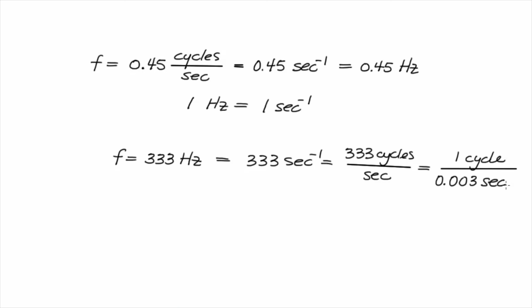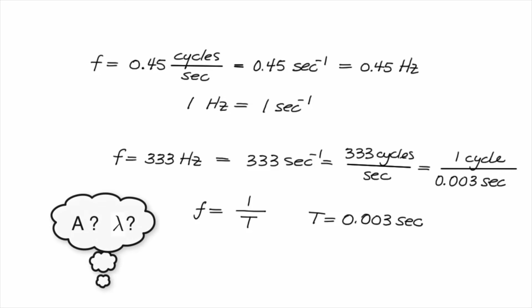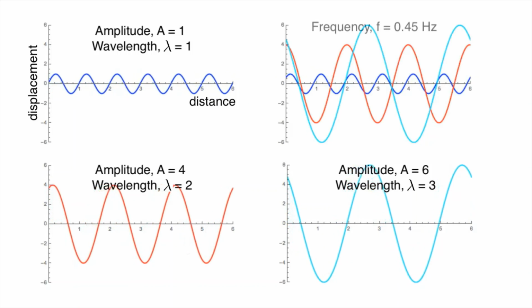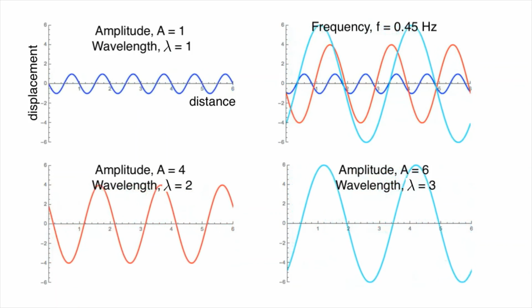So if we talk about a wave of, say, 333 hertz, we know that one cycle of the wave passes in 1/333 of a second, or that its period is 1/333 of a second. But we don't know its wavelength or amplitude. All of these waves have the same frequency, but they have different wavelengths and amplitudes.